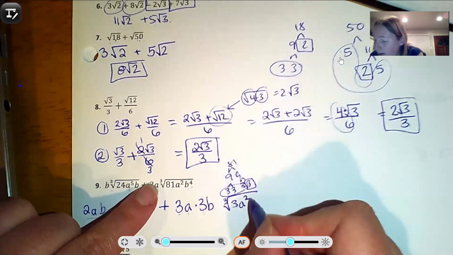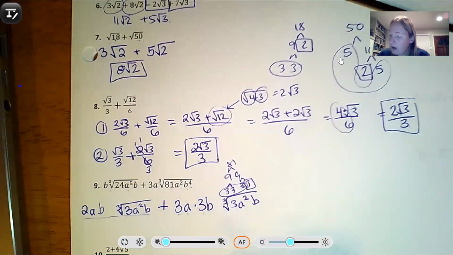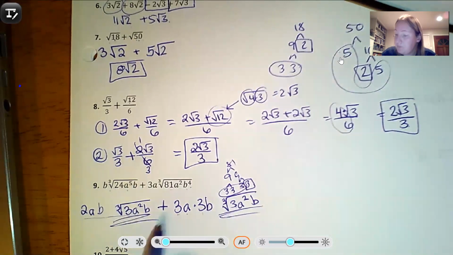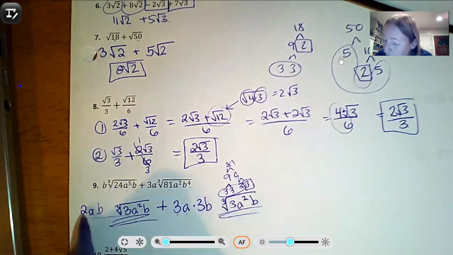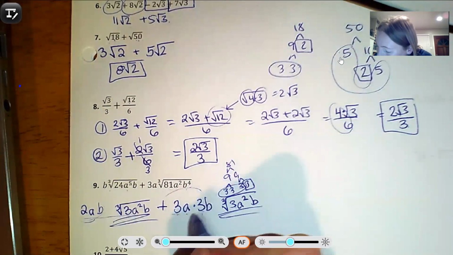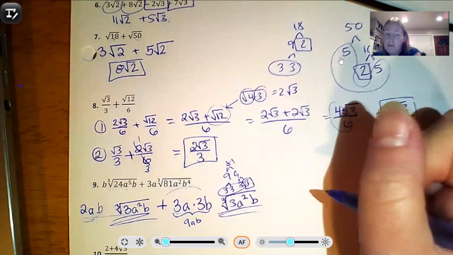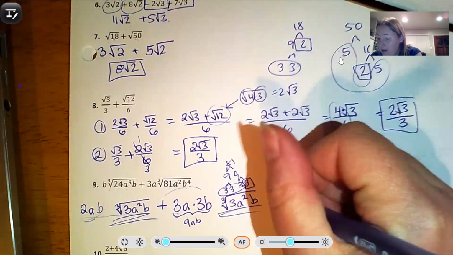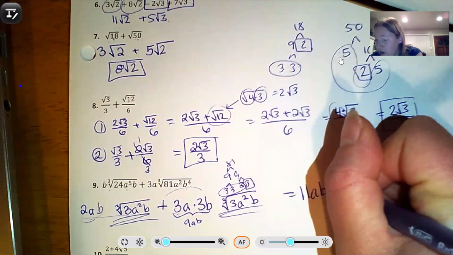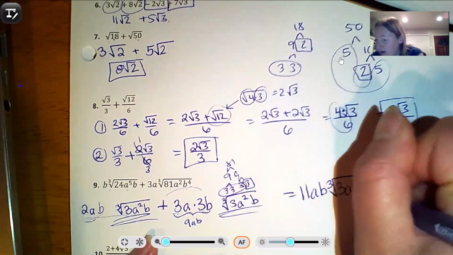We need 1 more. So now, when I look at this, I do have common radicals because my radicands are the same, the index are the same. I have 2ab plus, this becomes 9ab. So 2ab plus 9ab is 11ab of my cube root of 3a squared b.